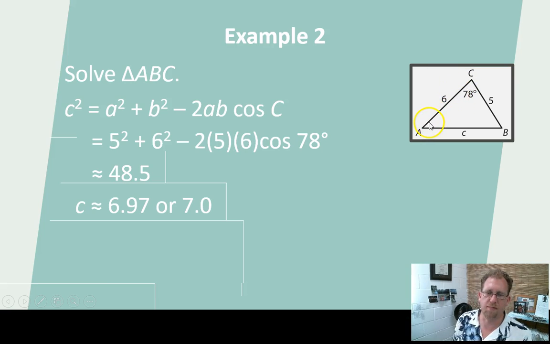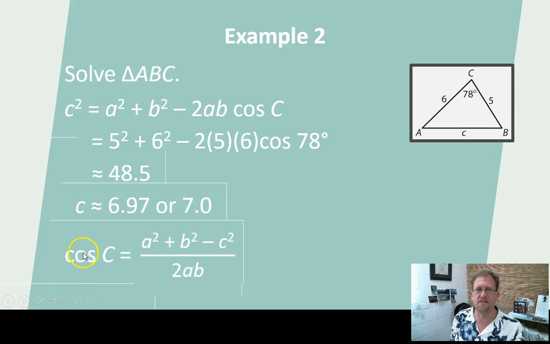Now I know everything except the measure of angle A and the measure of angle B. Well, if I have all three side lengths, I can use the law of cosines to figure out what the measure of angle A and the measure of angle B are. So let's go ahead and do that. Cosine of C equals a squared plus b squared minus c squared divided by 2ab.